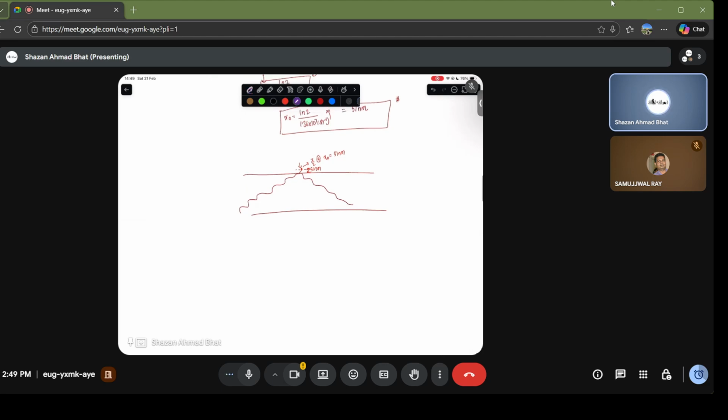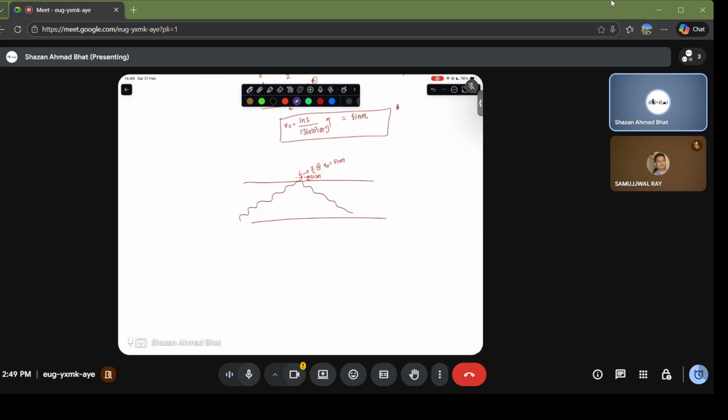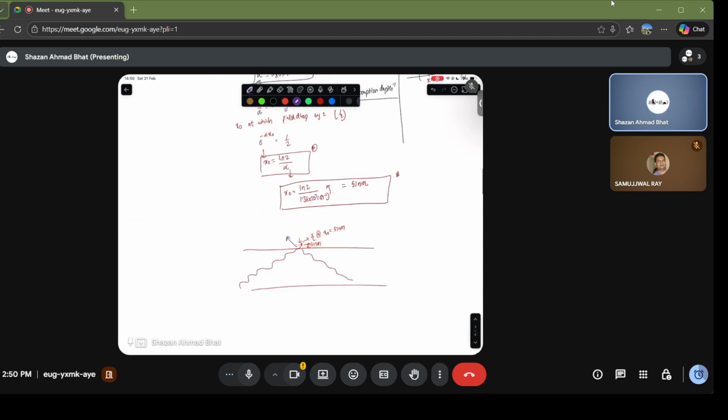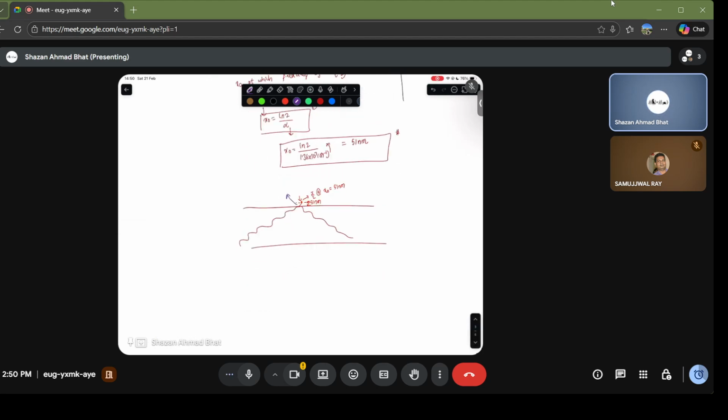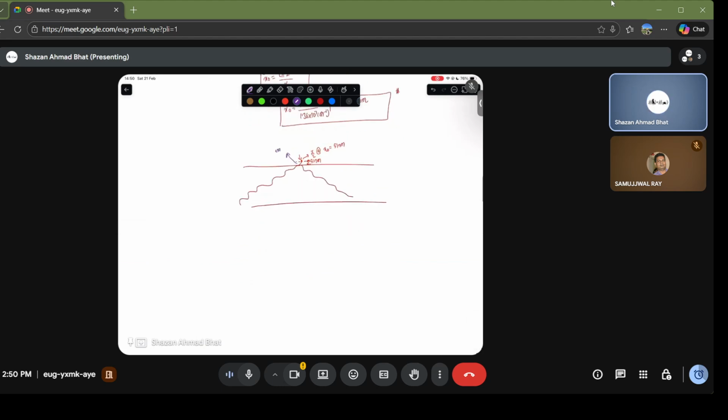Now comes the interesting part. What happens if you bring something close to this decaying part? So this is the evanescent decaying part. Okay, now what happens?